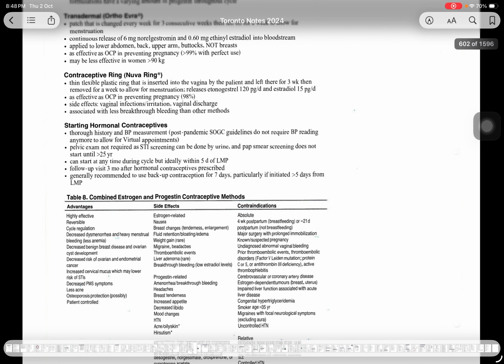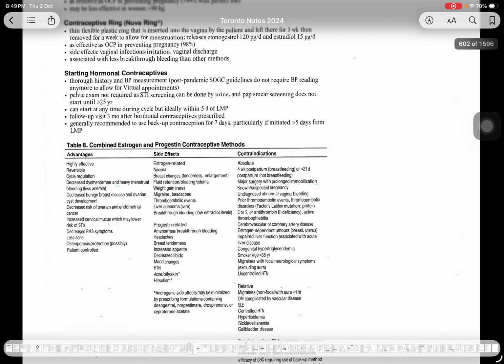A thin, flexible plastic ring that is inserted into the vagina by the patient and left there for 3 weeks, and then removed for a week to allow for menstruation. It releases estrogen, estradiol. As effective as OCP in preventing pregnancy, 98%. Side effects are vaginal infection, irritation, and vaginal discharge, and it is associated with less breakthrough bleeding than other methods. So this is more localized, but it can give vaginal infection, because it is inserted down there. But it still has hormones, so it is one of the hormonal options as well. So contraceptive vaginal rings: infection, and 3 weeks on, 1 week off for breakthrough bleeding.